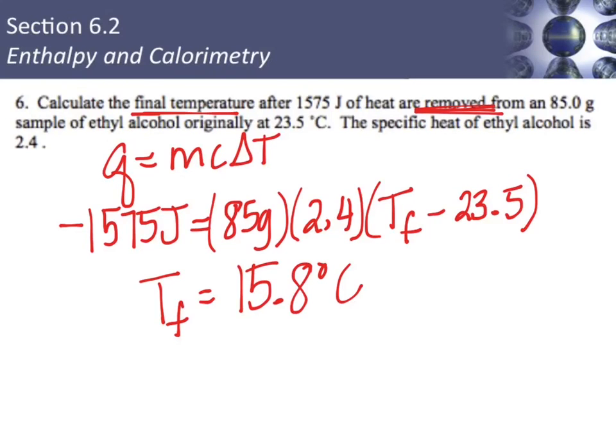I went with 3 sig figs because the specific heat of 2.4 is a constant, so I didn't take that into account. Any questions over that? You're going to see this here.